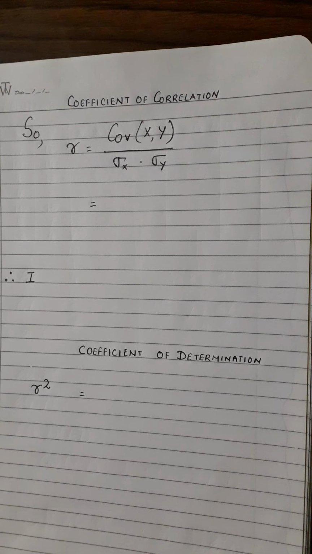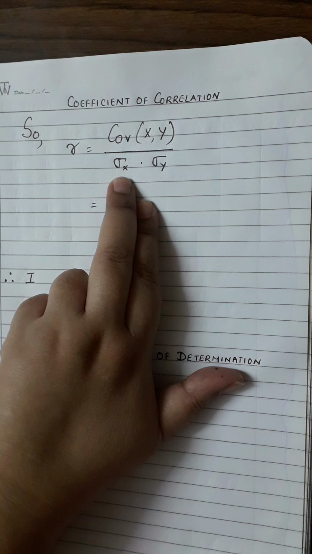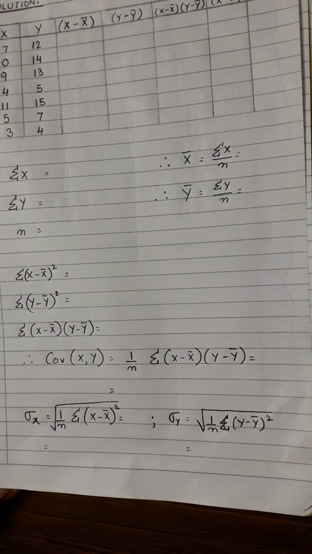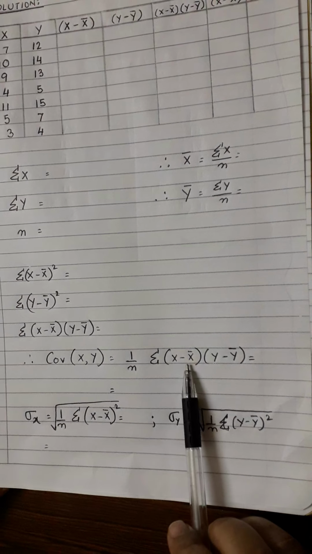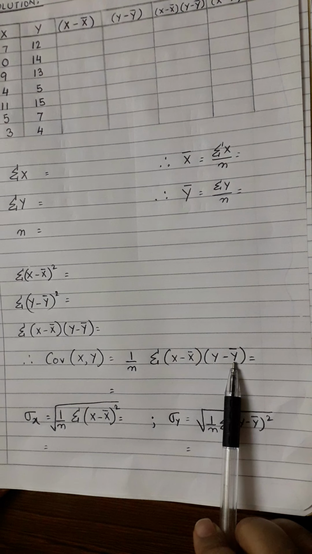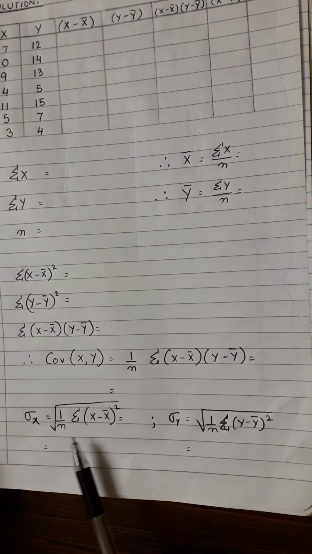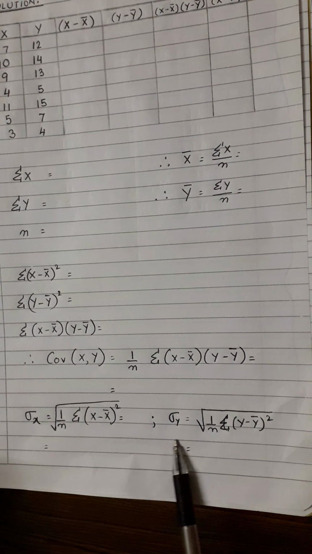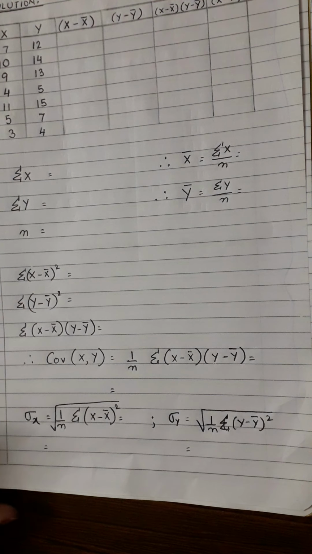The formula for coefficient of correlation is covariance xy by sigma x, that's the standard deviation of x, by sigma y, the standard deviation of y. And covariance of xy is given by 1 by n summation of x minus x bar, where x bar is the mean, into y minus y bar, where y bar is the mean of y. That's covariance xy. And standard deviation of x is given by root over 1 by n summation x minus x bar the whole square. And standard deviation of y is given by root over 1 by n summation y minus y bar the whole square.